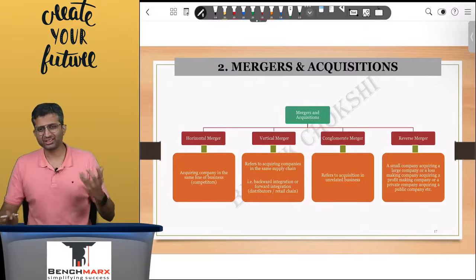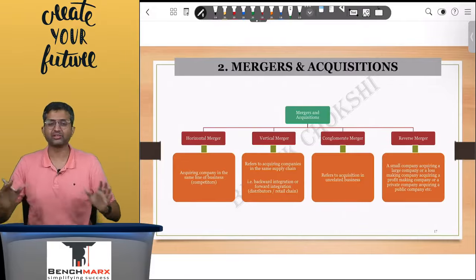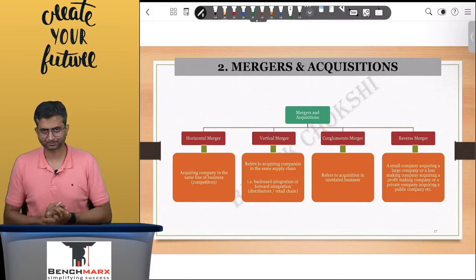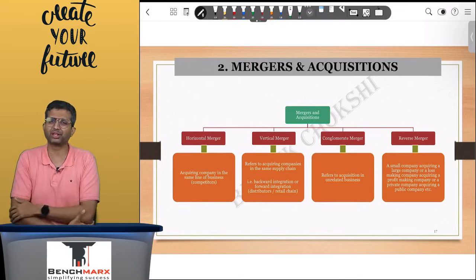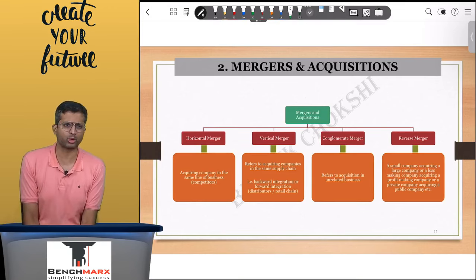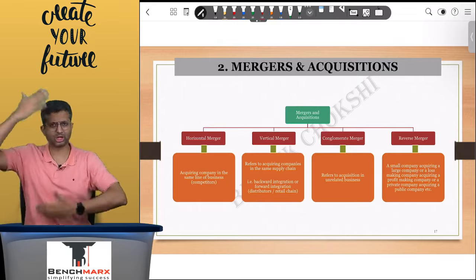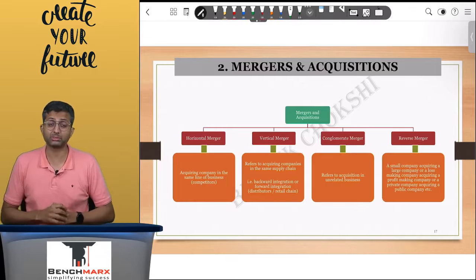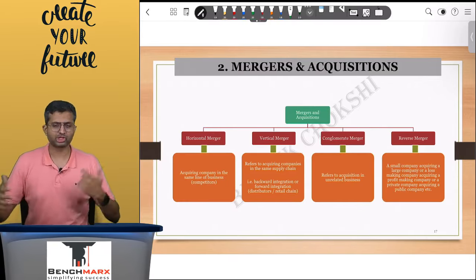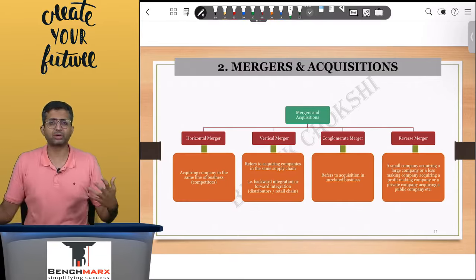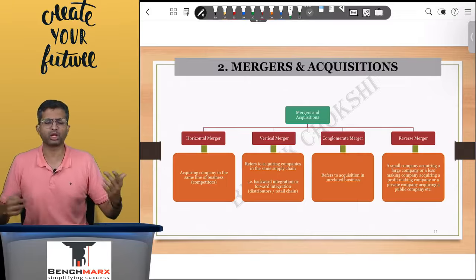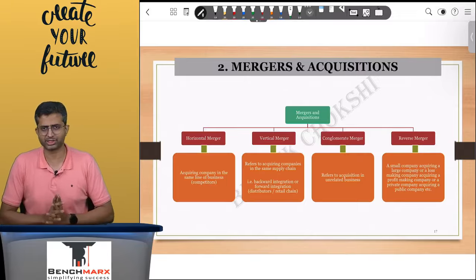Now, this is a relatively easier and lighter reading, very scoring as well. At the beginning, there's a lot of theory involving the various types of mergers, like what is a horizontal merger, that is between two competitors, or a vertical merger across the supply chain between suppliers or customers, or a conglomerate merger into different businesses, or even something like a reverse merger where a smaller company is acquiring a bigger one, or an unlisted company is acquiring a listed one, etc.